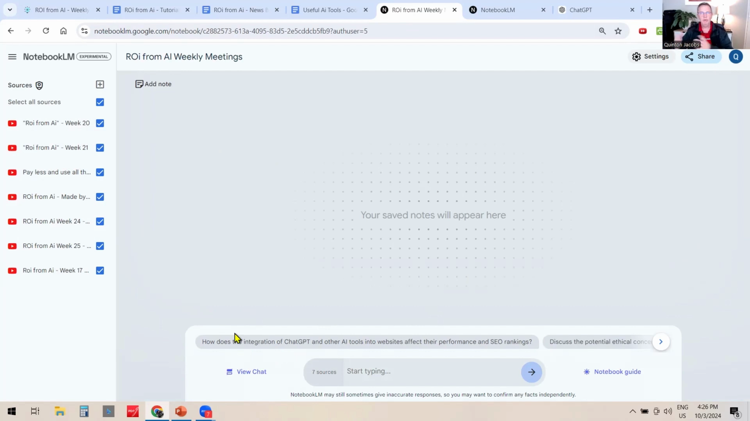So instead of watching all the videos and trying to remember in which week was it, and I can't remember who said what, and those sorts of things, you can now go. So for instance, how does integration of ChatGPT and other tools into websites affect their performance and SEO rankings? Or let's see this one. Discuss the potential ethical concerns of image generation tools like Flux, analyze the advantages and limitations. So this is based on all the conversations we've had before.